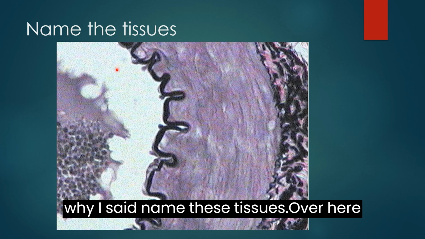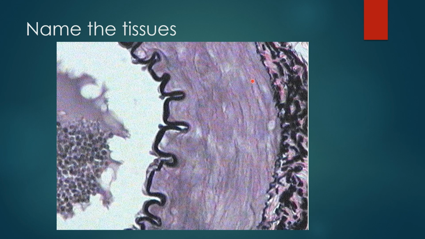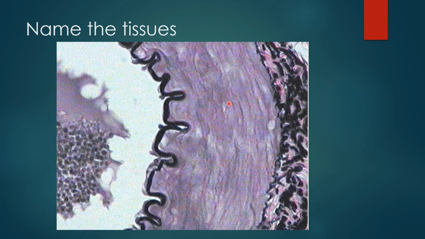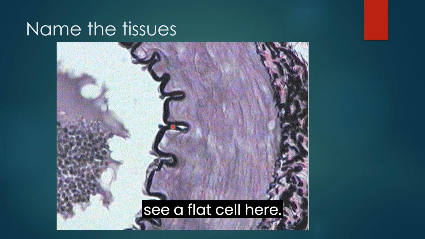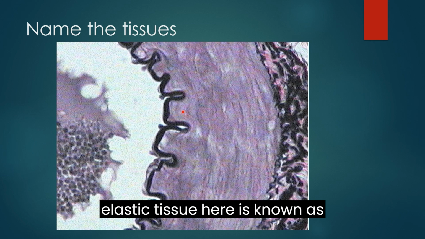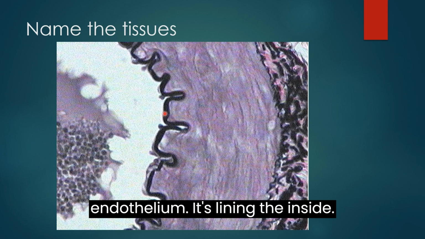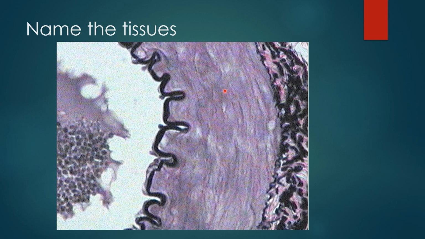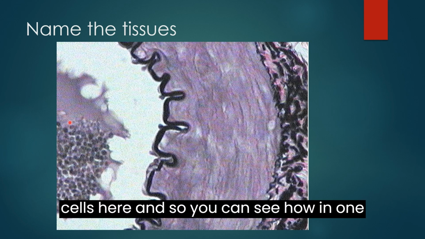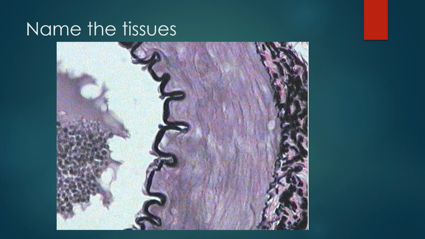Now, there's a lot of tissues, and that's why I said name these tissues. Over here, you do have the smooth muscle. You do also have some elastic tissue around it. The smooth muscle is here. This is in an artery. You also see a flat cell here. This flat cell area here, elastic tissue here, is known as your simple squamous endothelium. It's lining the inside. You have the smooth muscle, and technically you have blood cells here, and so you can see how in one slide you can have multiple tissues, and that's why I left that on there.